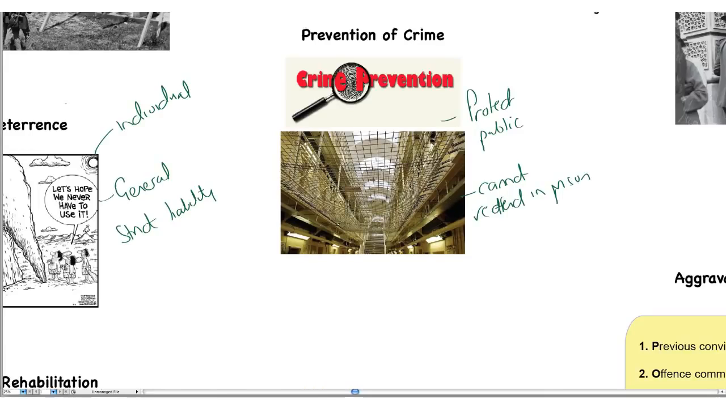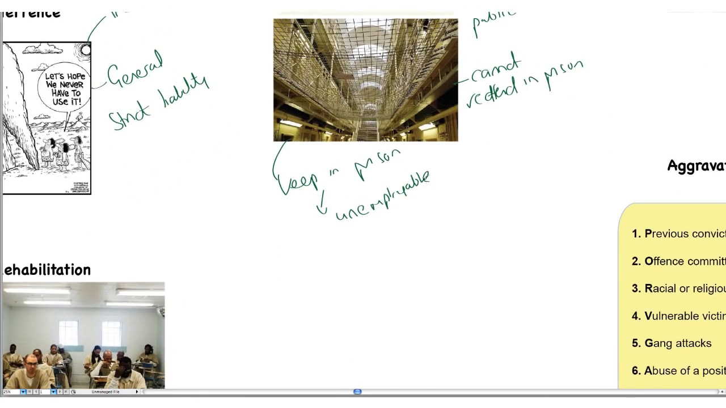The problem is, of course, and the argument against it, is if you keep people in prison, they are unemployable when they come out, because whether we like it or not, society sees prisoners in a particular way. And if they are unemployable when they come out, they are more likely to return to crime. So, as a theory, you've got to be quite careful about how that is being used.